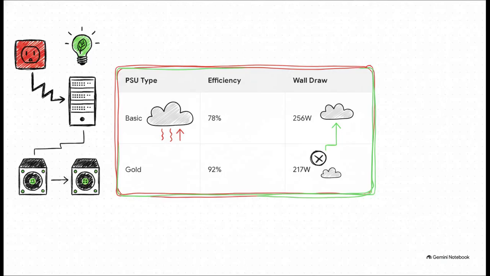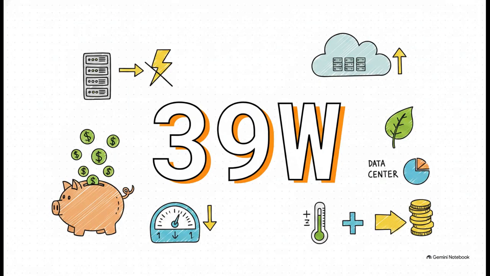Let's break it down. To get the wall draw, you just divide the IT load by the efficiency decimal. So, for the basic unit, 200 watts divided by 0.78 gives us 256 watts pulled from the wall. For the gold unit, 200 divided by 0.92 is 217 watts. Subtract those, and we get a 39-watt difference per server.